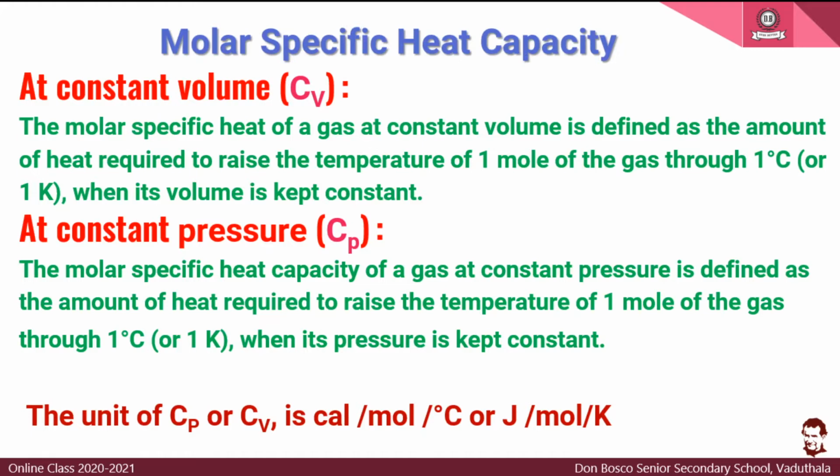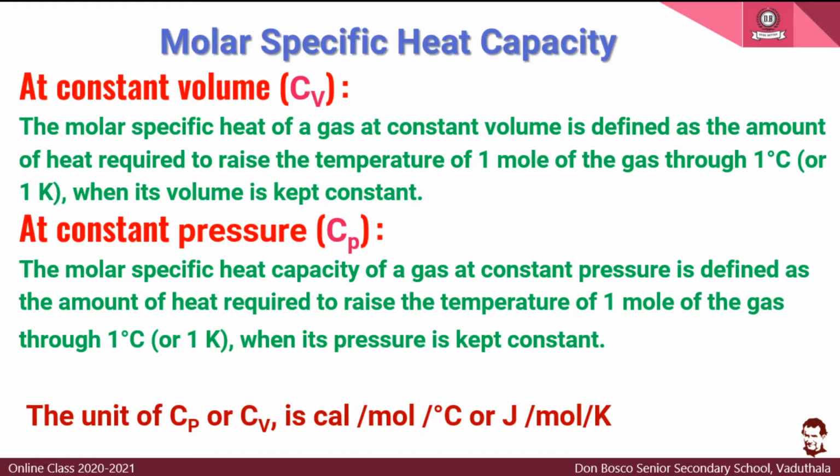Molar specific heat capacity can be explained for constant volume and constant pressure. For constant volume means the amount of heat energy required to raise the temperature of 1 mole of gas through 1 degree Celsius by keeping volume constant. Okay. Similarly, if it is for constant pressure, the same thing: the amount of heat required to raise the temperature of 1 mole of the substance through 1 degree Celsius when pressure is constant. That is what is represented by Cp and Cv.